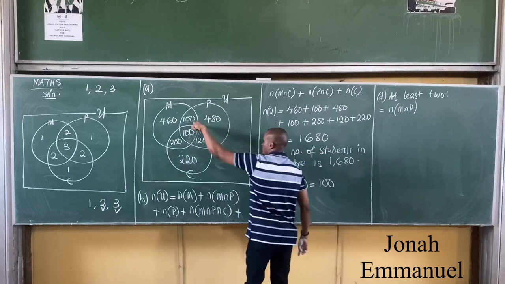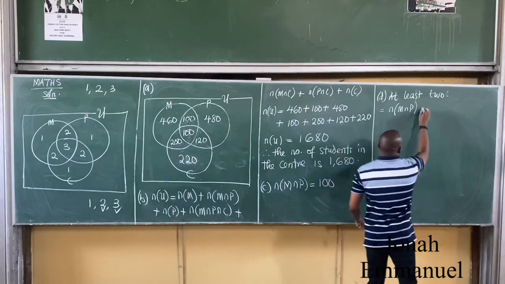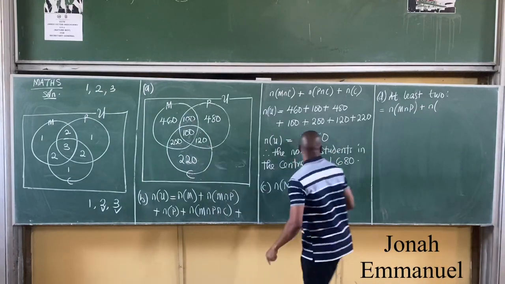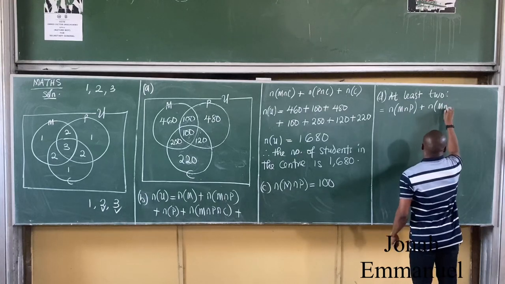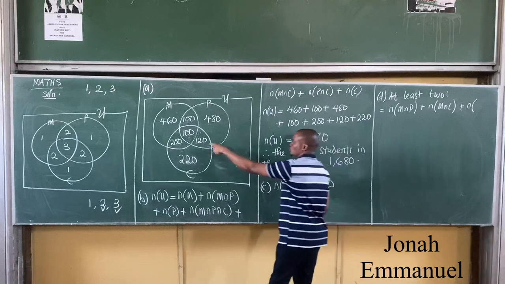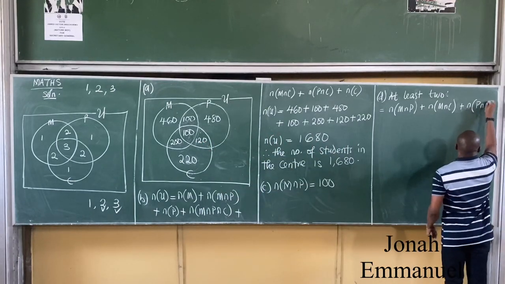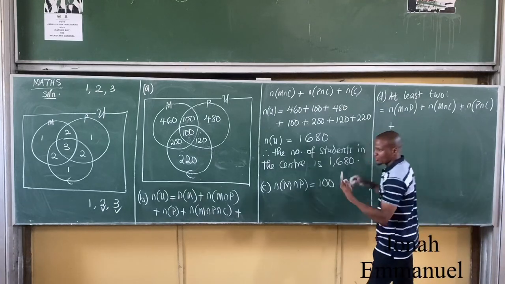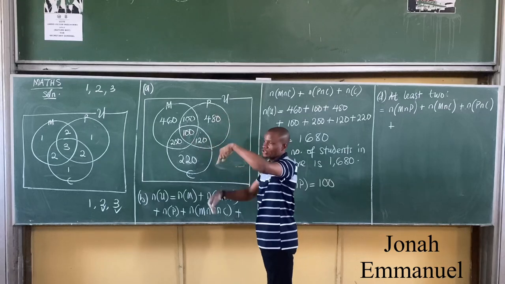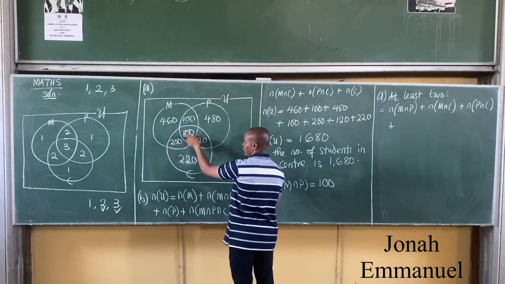I've taken this. I'll take this part again. At least two. So it becomes plus that point, the intersection of M and C. Plus, I'll pick up this point again. This is two again. That's P and C, P intersection C. Finally, they say at least two. If two is the list, I'm taking 2 and 3. If there's a 4, I'll choose 4. Of course, there's no 4 there. Just 2 and 3. This point is for the 3 of them.